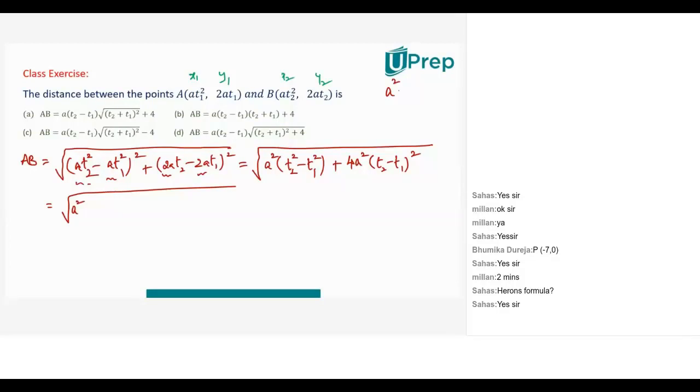Is this term like the same way? T2 square minus T1 square. So can I write it as T1 plus T2 into T1 minus T2 the whole square plus 4a square times T2 minus T1 whole square.